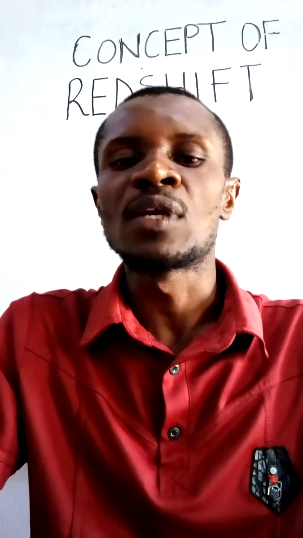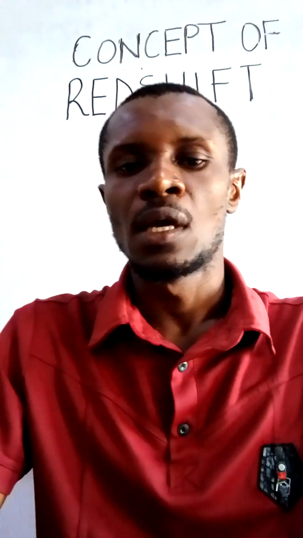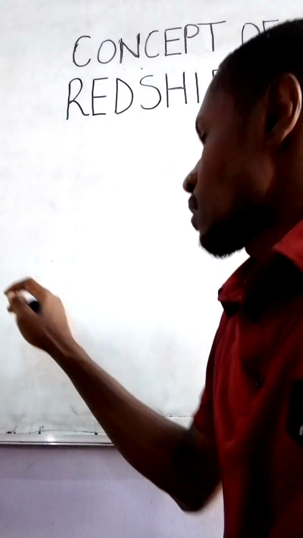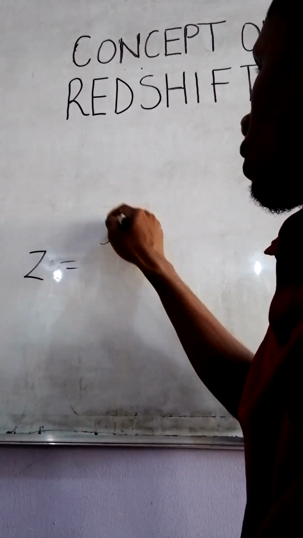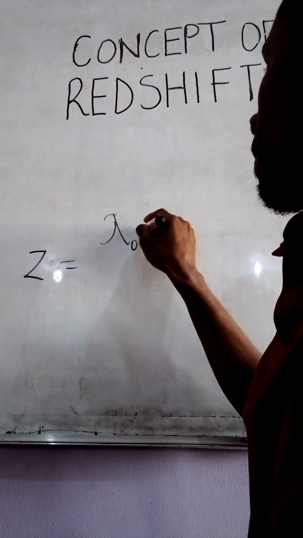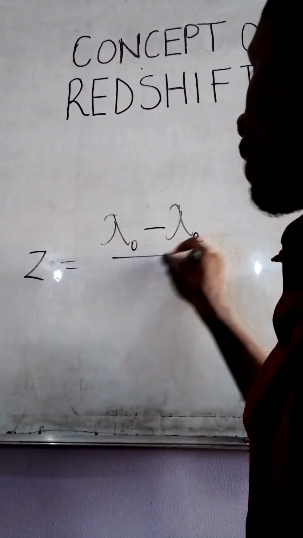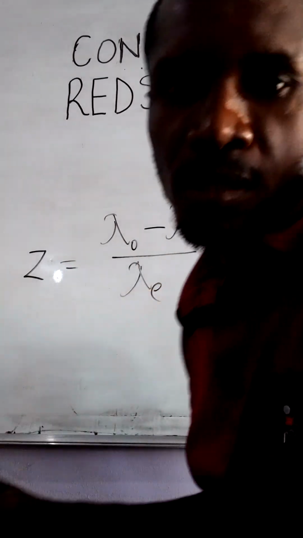Now, redshift can be quantified using the expression. We use the letter Z to denote a redshift, and it is defined in terms of wavelength as Z equals the observed wavelength minus the emitted wavelength, divided by the emitted wavelength.